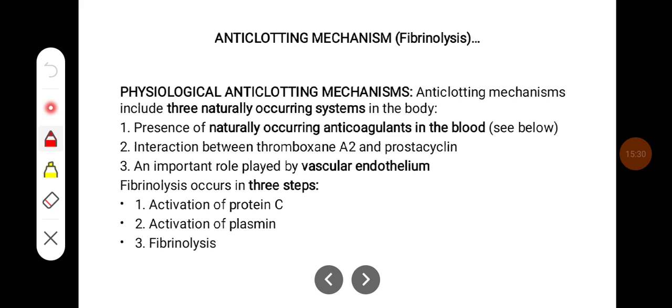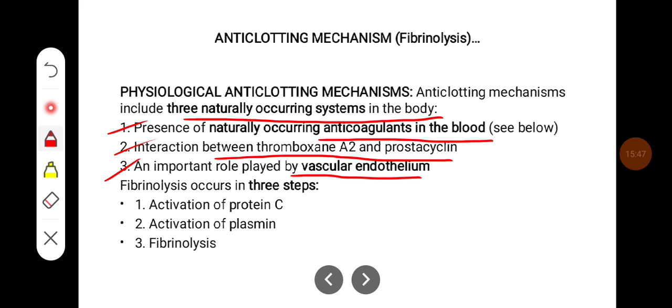Some of the physiological anti-clotting mechanisms include three naturally occurring systems in our body. First one is the presence of naturally occurring anticoagulants in the blood. Second one is the interaction between thromboxane A2 and prostacyclin, and third one is the important role played by vascular endothelium. Fibrinolysis occurs in three steps, that is activation of protein C, activation of plasmin, and fibrinolysis.